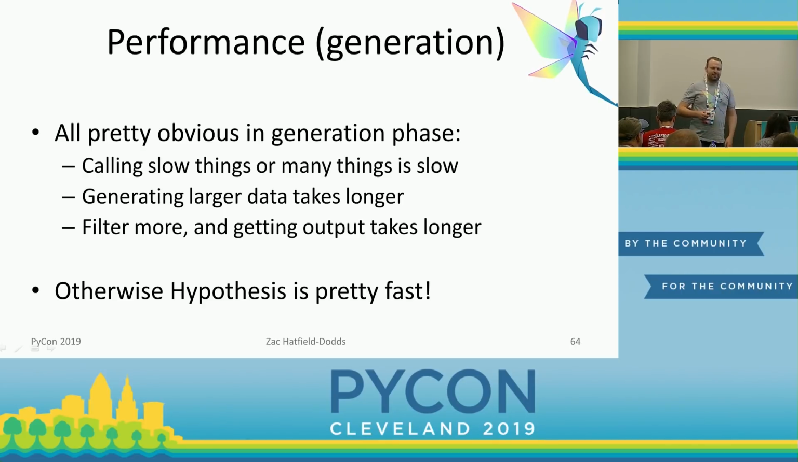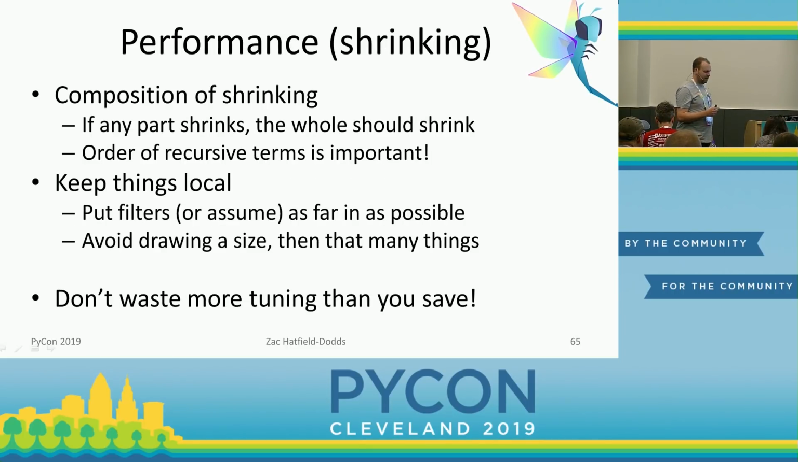Performance, like, Hypothesis is pretty fast, but running your test function 100 times will be slower than running it once. If you filter a lot and it has to keep retrying things, obviously retrying things takes longer than doing them once as well. But otherwise, things go pretty fast. When you're shrinking data, when it's trying to find a minimal example, if it's taking too long, it will just bail out and you'll have whatever example it gets to.